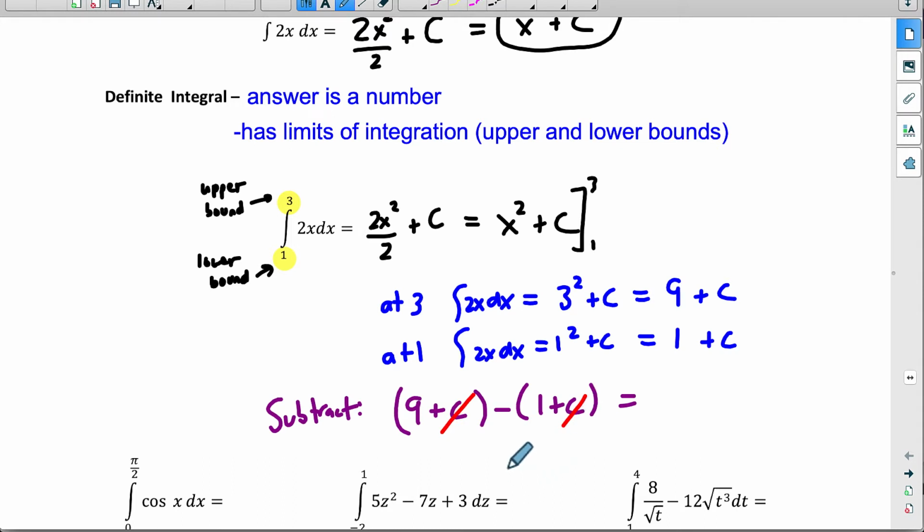This is going to happen every single time. And for this reason, you no longer need to worry about constants when it's a definite integral. If it's indefinite, you always need to be putting plus c. If it's definite, you don't need to. So all we're left with is 9 minus 1. Our answer is 8, right? We said the answer would be a number, and there it is.